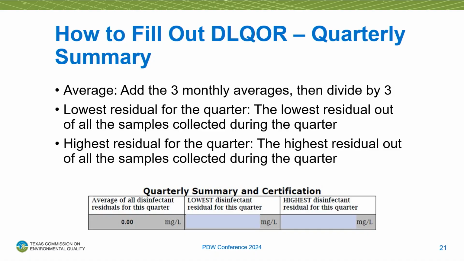Next, we have the quarterly summary, and that is going to be your average of all those averages you had for your monthly averages. You're just going to add those 3 up and divide that by 3. And then you've got your lowest disinfectant residual for the quarter. That's going to be your single lowest reading that you took out of all the readings for that entire quarter. It's not the lowest average. I know that some systems have put that before. Just make sure you're doing single lowest reading and then the single highest reading out of all those residuals for that quarter.